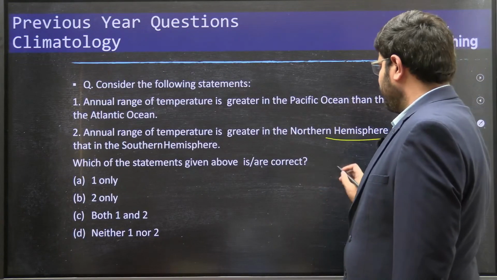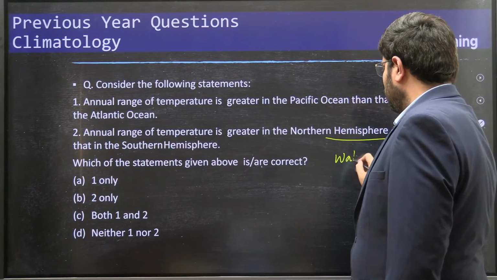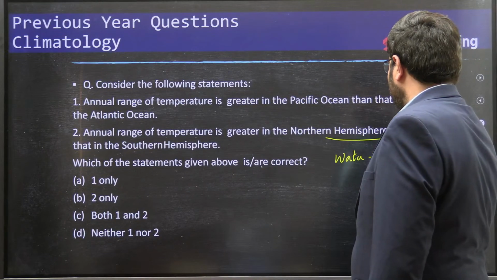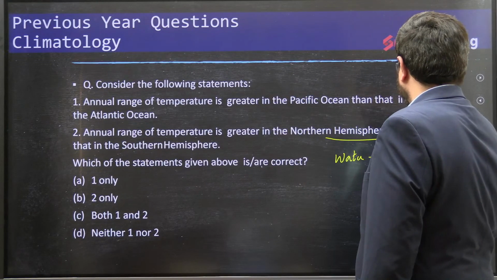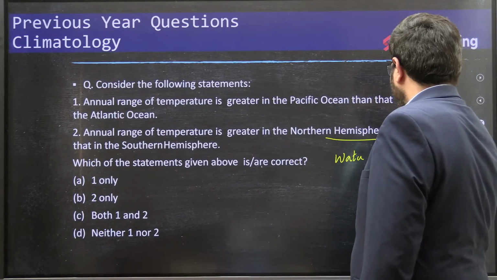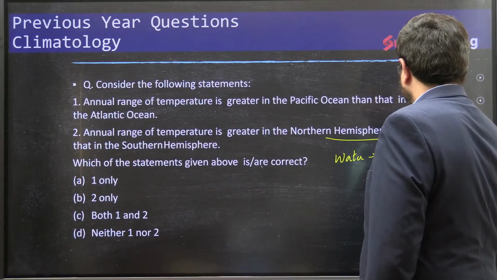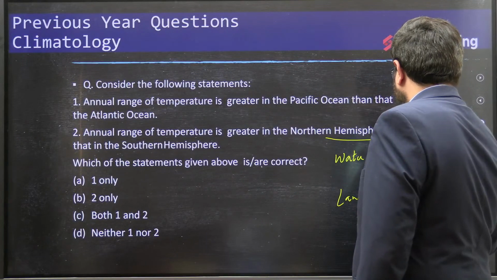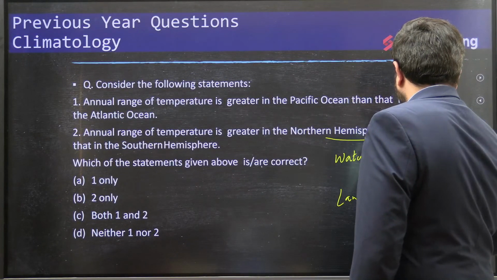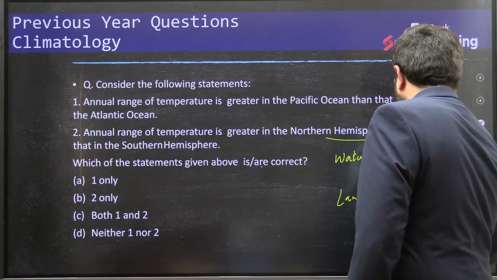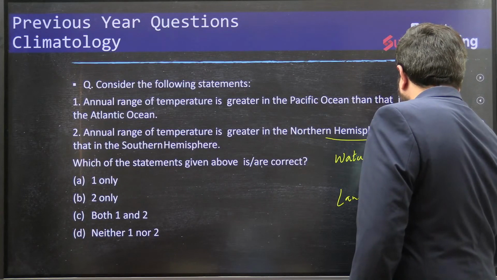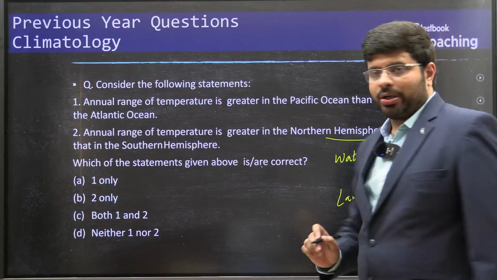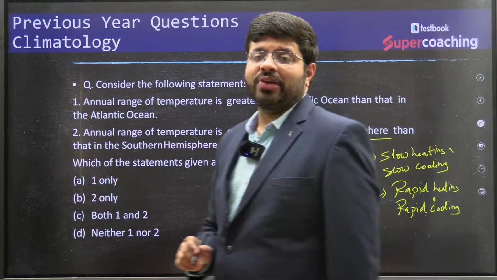Now if you see, water is known for slow heating and slow cooling. Land is known for rapid heating and rapid cooling. The differential heating of land and water is different.